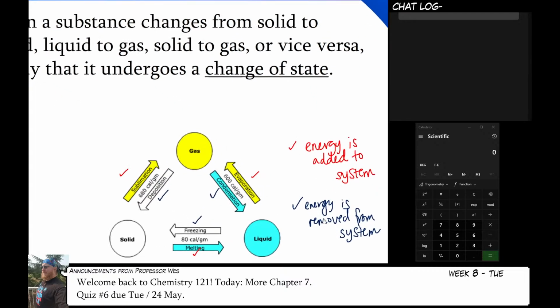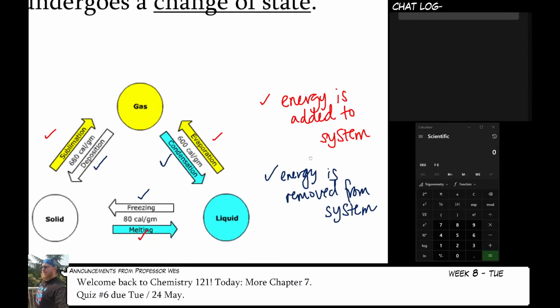Oh, that's not what I meant to do. Sorry. There we go. And so now we can read what these actually are. So, since adding energy and removing energy are the opposite of each other, there are 2 different processes, and we give them different names. So, going from solid to liquid, we call that melting. But if I return from liquid to solid, we call that freezing.